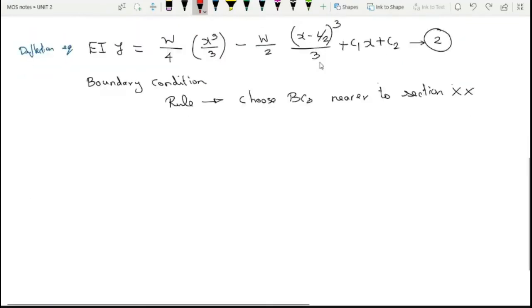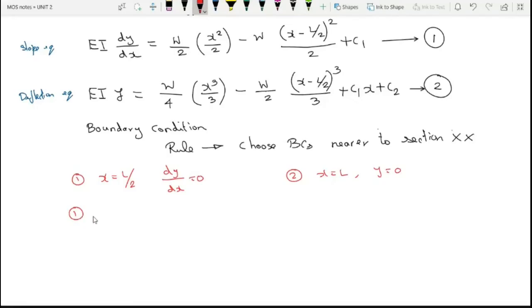So I will write my boundary conditions. When x is equal to L by 2, dy by dx is 0. This is my first condition. And my second condition is when x is equal to L, y is equal to 0. Right? This is my second condition. Okay, let me apply the first condition. I am going to apply the first boundary condition.